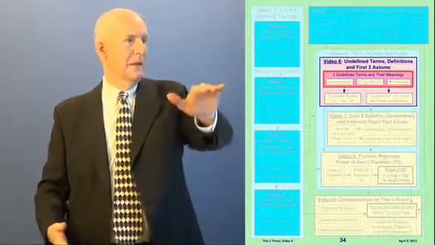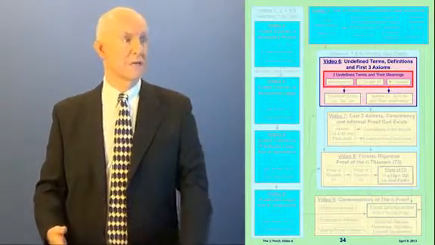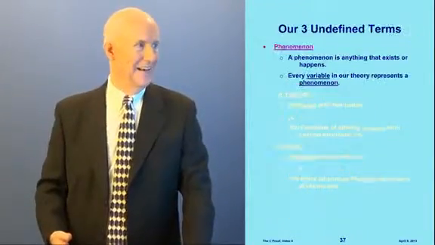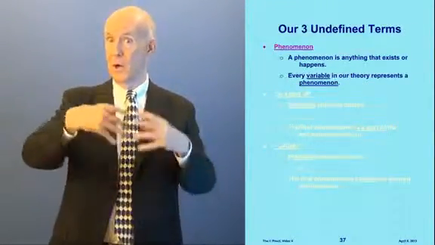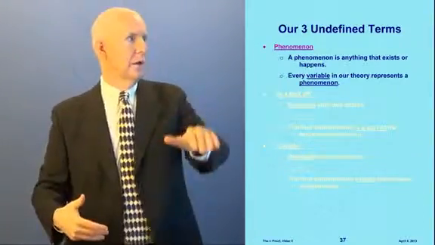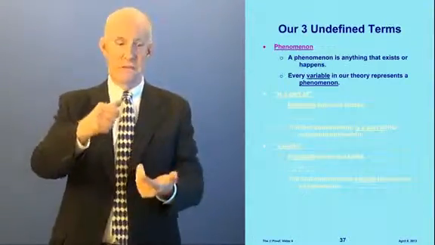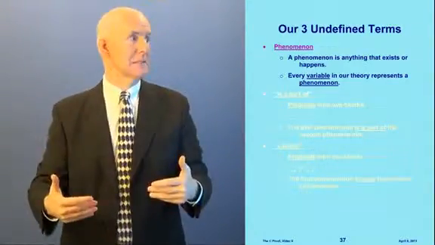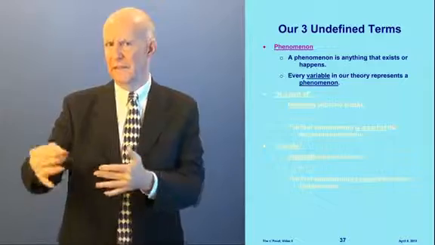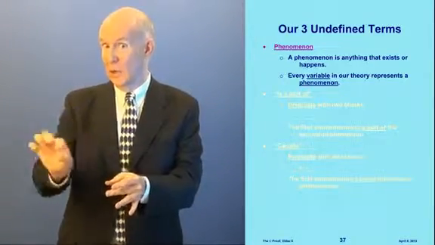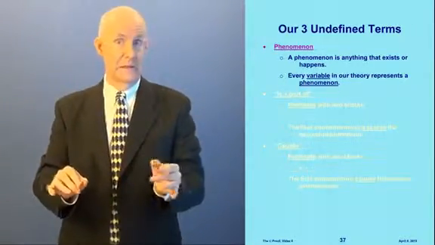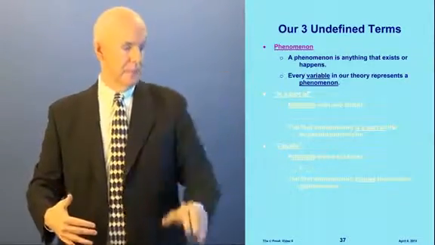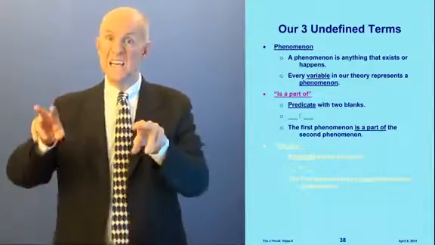All right, so now, let's dive in here to our 3 undefined terms. Here we are in our outline. So I'm going to look at them, give a quick overview, and then go into each one. There are 3 undefined terms. The first one is phenomenon, and that's anything that exists or happens. And every variable in our theory, like A, B, C, the lowercase letters, X, Y, Z, R, S, T, they each represent a phenomenon.